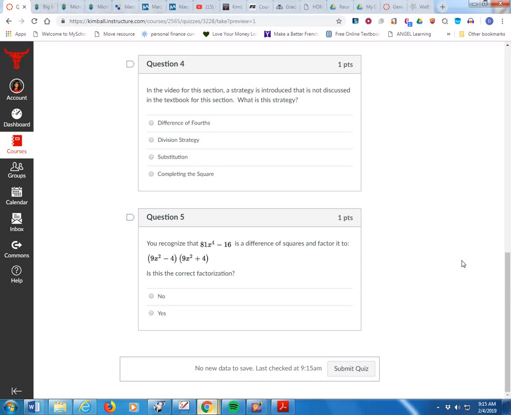Wait, you said then plus 9x squared plus 4? Yeah, so this factors to 3x plus 2, 3x minus 2. The other one factors? It's a sum of squares, it can't be factored. Oh, difference, okay. I remember. Okay.